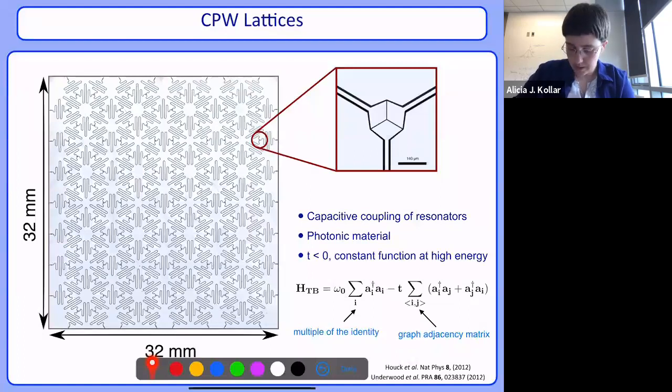One minor detail is that the coefficient is such that the constant function is going to be at high energy rather than at low energy. This is sort of a minor detail.